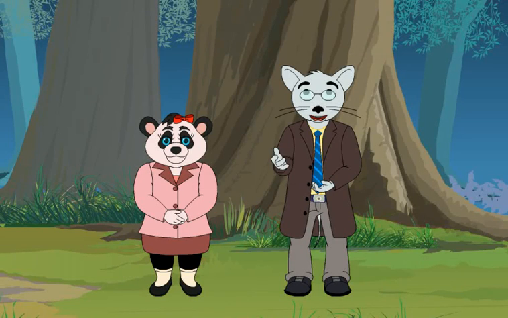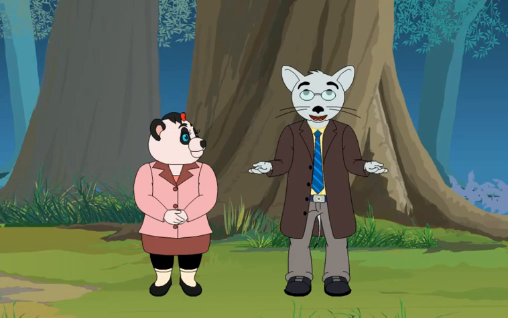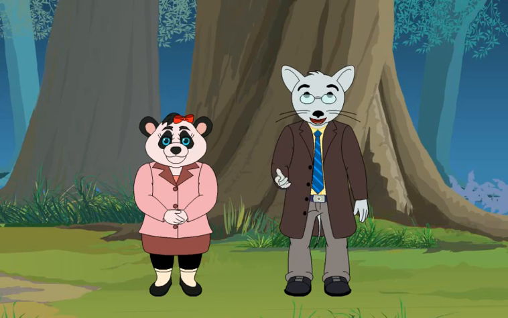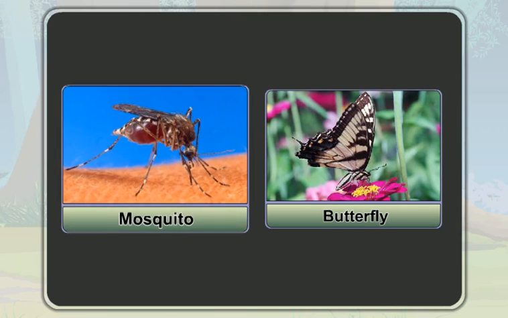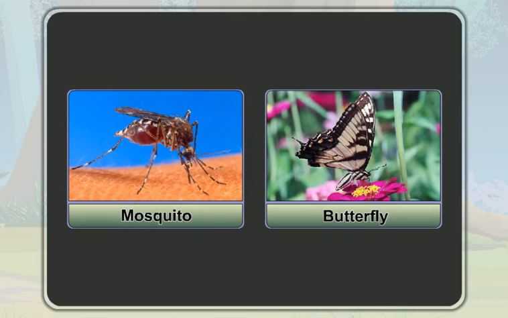You have already learned about the different kinds of invertebrates. Invertebrates are divided into 9 different phyla, aren't they? Now, take a look at these invertebrates. The first one is a mosquito, and the second one is a butterfly. Now, can you tell me which phylum of invertebrates they belong to?